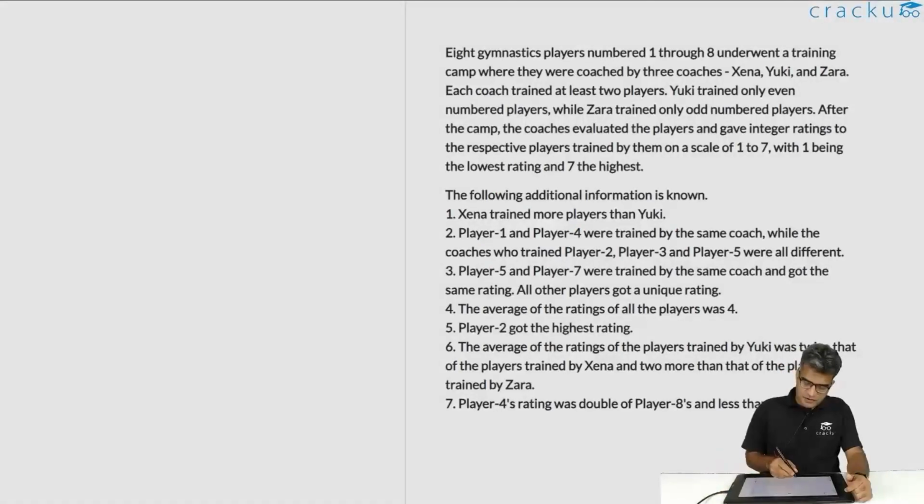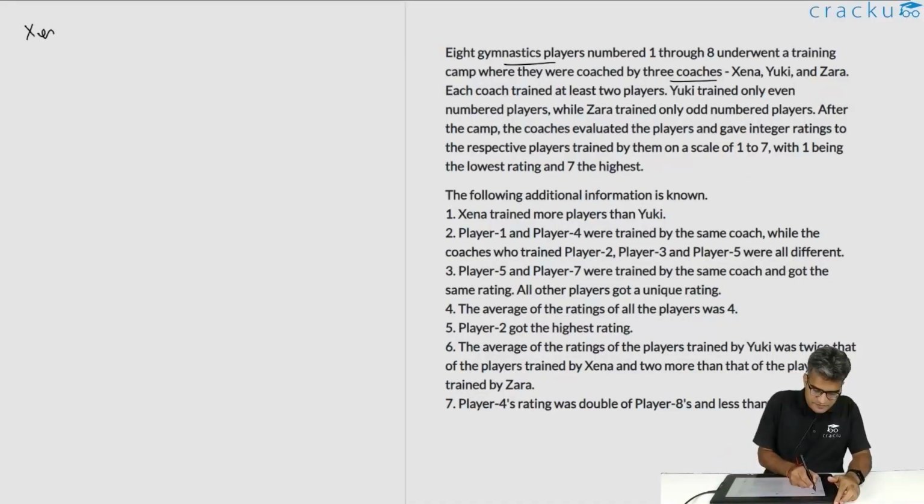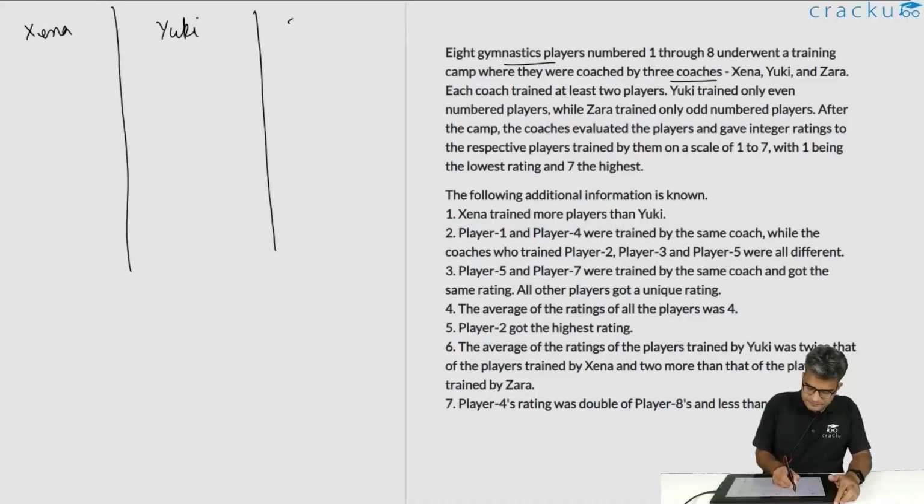In this question, we are told that there are 8 gymnastic players. They are numbered from 1 to 8. They underwent a training camp and they were coached by 3 coaches. The 3 coaches are Zena, Yuki and Zara. So let us write it down. We have Zena, Yuki and Zara.